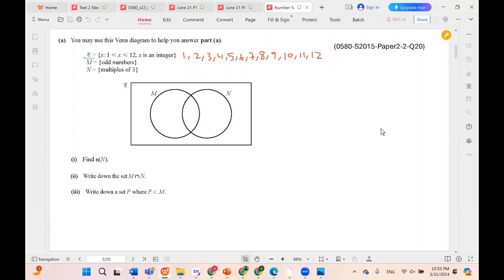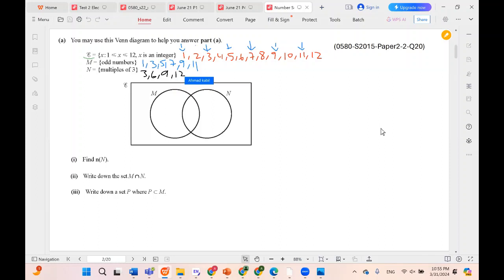In set M, we have all the possible odd numbers. So we pass by each number in the universal set and we pick the odd numbers. These would be 1, 3, 5, 7, 9, and 11 as well. So we can write these down next to the odd numbers: 1, 3, 5, 7, 9, and 11. And then for set N, we have the multiples of 3. So we have 3, 6, 9, and 12.